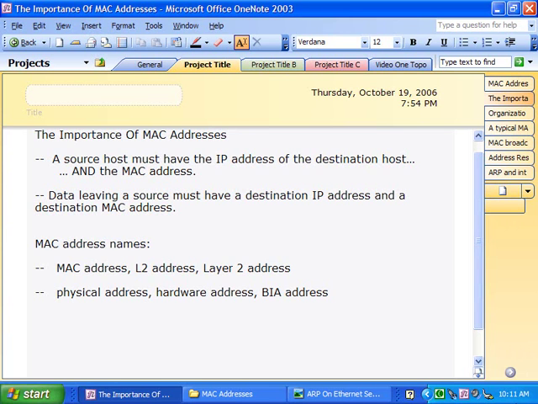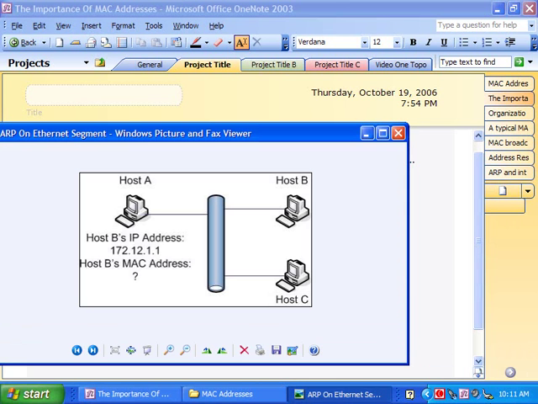If host A wants to send data to host B, for example, and let me bring up a little drawing here. In this scenario, host A wants to send data to host B. And again, we tend to focus only on the IP address. But for host A to successfully send data to host B or to any host in the network, it not only has to have a destination IP address, it's got to have a destination MAC address as well. MAC addresses are just as important to the entire data transfer process as an IP address is.